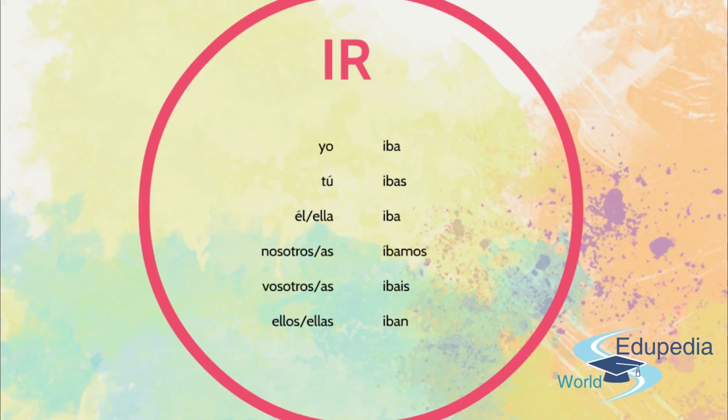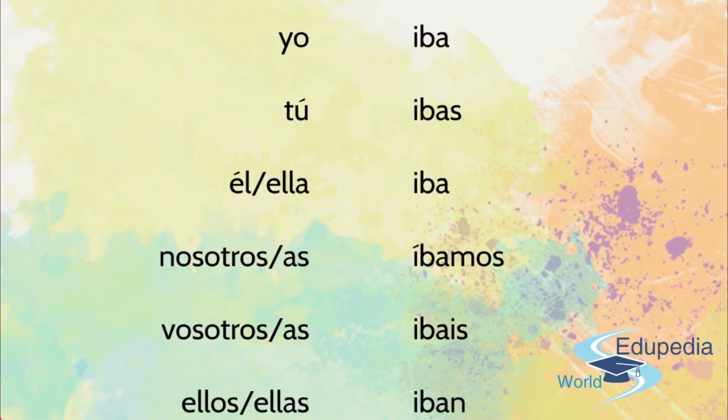Ir, to go. Yo iba, tú ibas, él, ella iba, nosotros, nosotras íbamos, vosotros, vosotras ibais, ellos, ellas iban. Again, I went, or I used to go. Iba, ibas, iba, íbamos, ibais, iban. Again, as in, I used to go to karate classes, okay? Yo iba a clases de karate, for example.